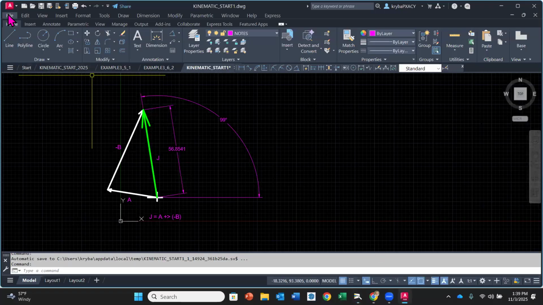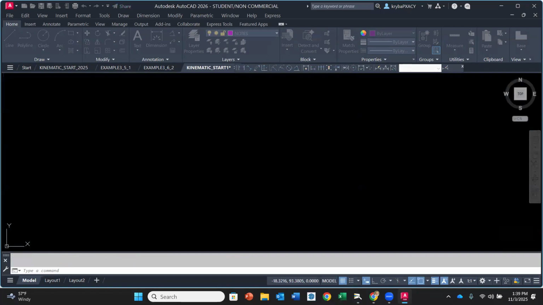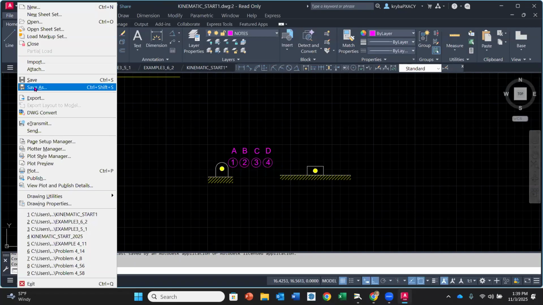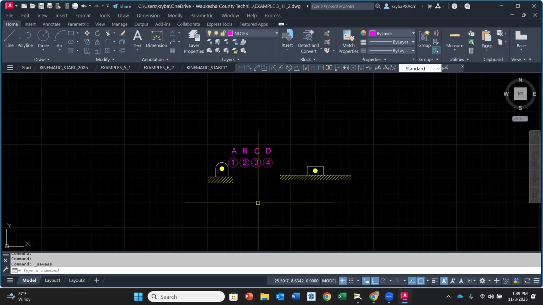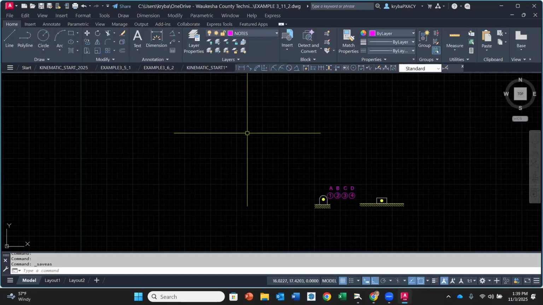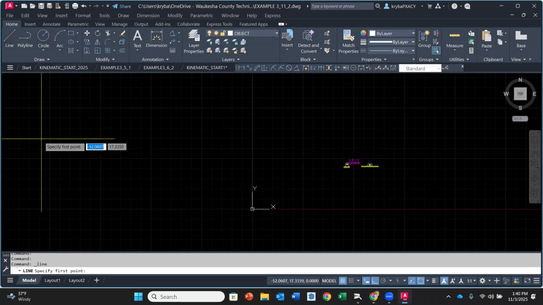So I'm going to go underneath AutoCAD here. I'm going to reopen my start file, okay? And then I'm going to save as example 311. Okay. And then what I'm going to do is just simply draw each one of these. In this case, they go from 200 to 300, so they're going to be pretty big in relationship to our text, but that's okay. So I'm going to start with A.